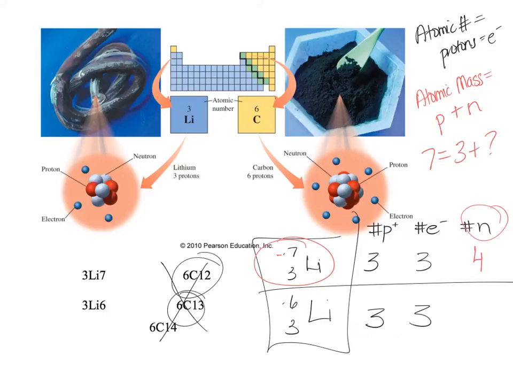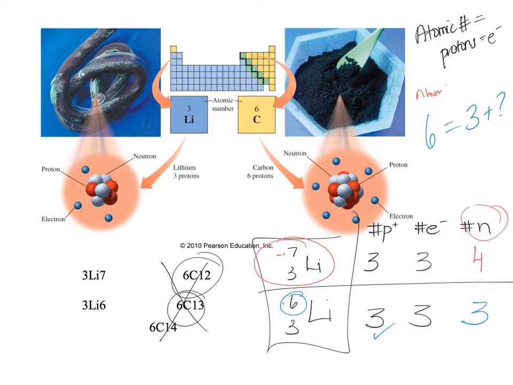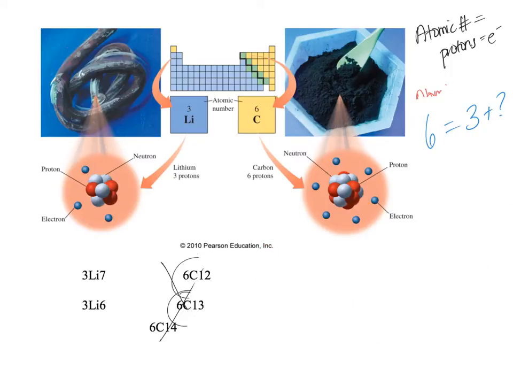For the other isotope, where the mass is 6, right here, I still have 3 protons. 3 plus what is 6? Well, 3. So in this particular isotope of lithium, there's 3, 3, and 3. Versus lithium, when it has a mass of 7, has 3 protons, 3 electrons, and 4 neutrons. How does that sound? Does that make sense? All right, if it does, then this should be pretty simple.